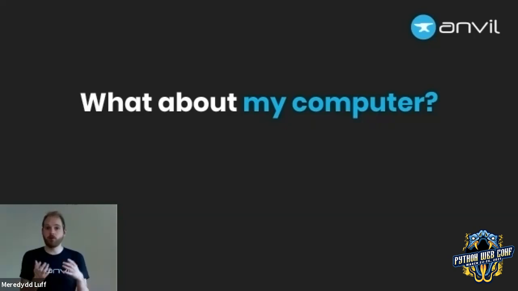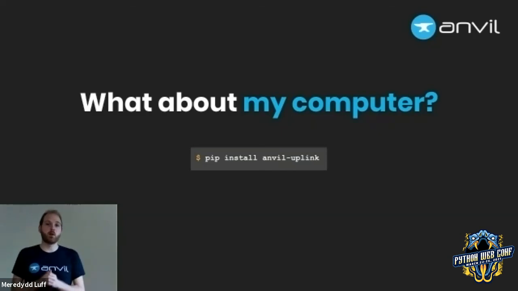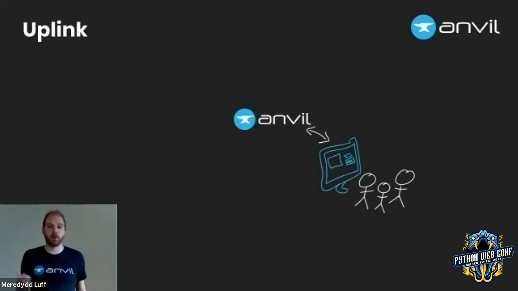Anything from a Raspberry Pi with specific hardware attached I need to be able to access, or a Jupyter notebook on my machine, or a server out there full of GPUs. So we built something called the uplink, which is a library you can pip install and give it a token, and it will connect up to your app. And you can use your code anywhere in the world as if it were part of your app.